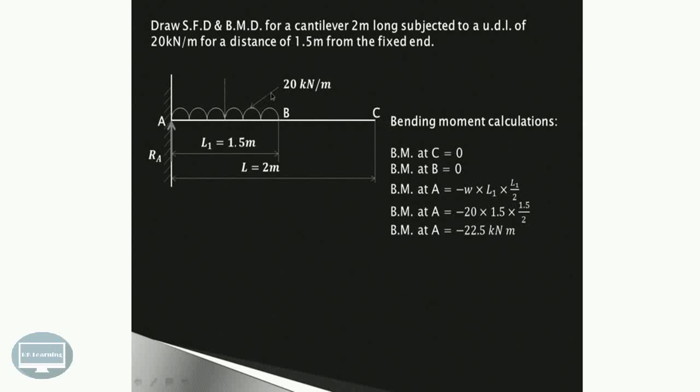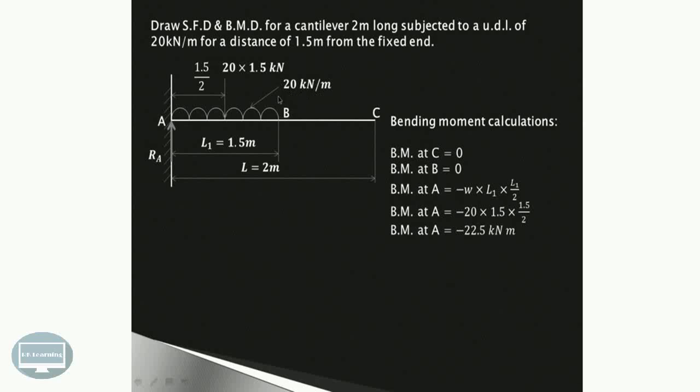Now we'll convert this UDL into point load. So total UDL load is 20 into 1.5, and allow it to act at the center of this particular UDL length. So total UDL length is 1.5 and half of that will be 1.5 upon 2. So we have converted this UDL of 20 kN per meter into point load.